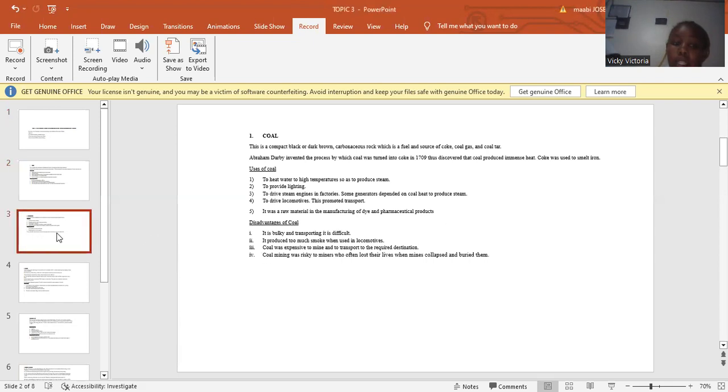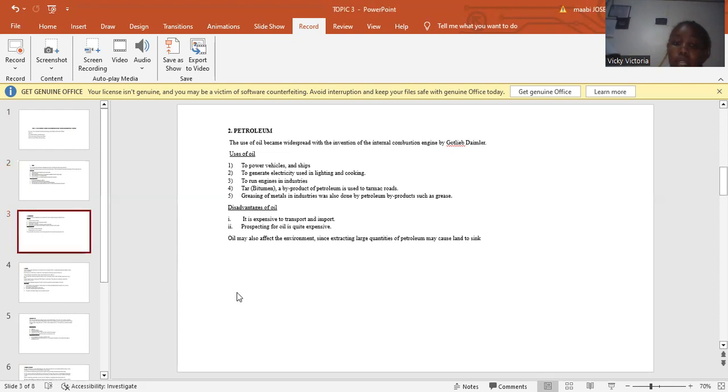We look at the second one, which is petroleum. It was invented by Gottlieb Daimler. It is used to power vehicles, generate electricity, and run engines in industries. Bitumen and tar are used to tarmac the roads. It is also used for greasing metals, to prevent tear and wear.